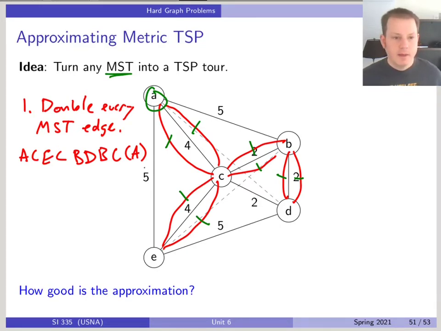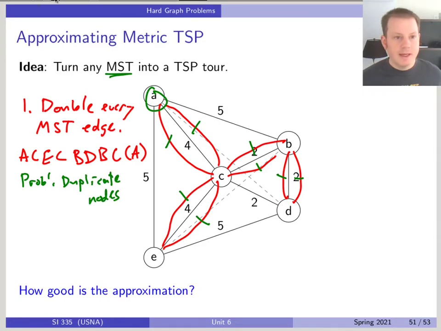But the problem is that, remember the traveling salesman problem, we have to hit every node once, and every edge can't be duplicated. So it has to be a cycle through the graph that only goes to every node exactly once. And here I have visited C like four times, and visited B a couple times, so it's not a Hamiltonian cycle. So the problem is we have duplicate nodes.